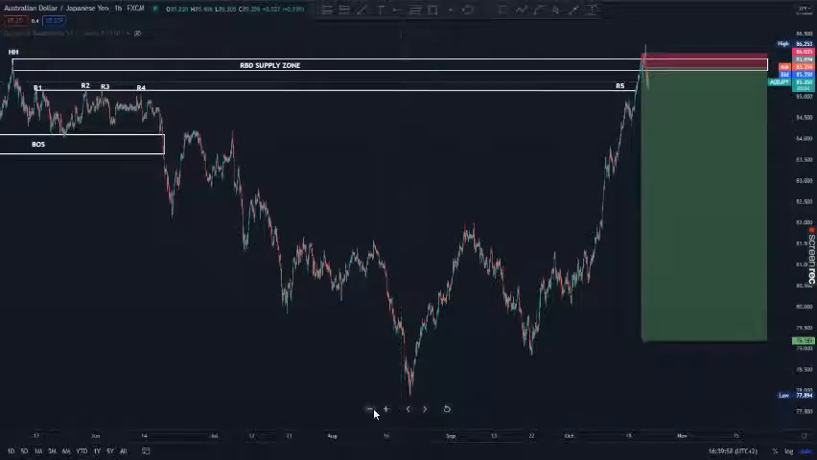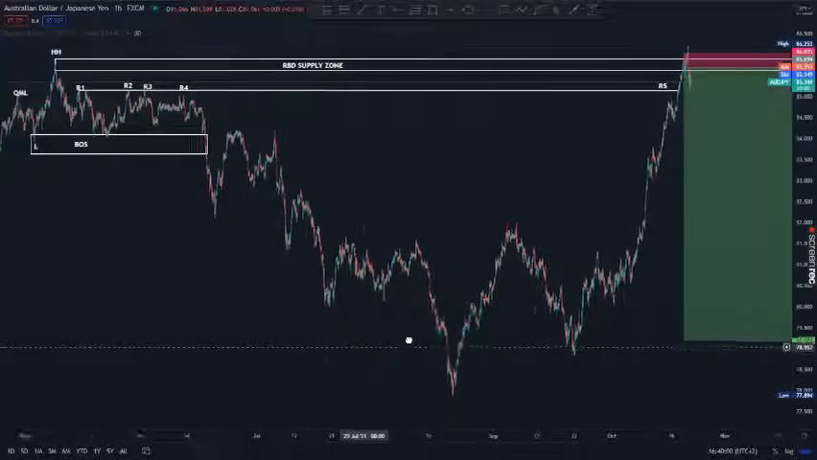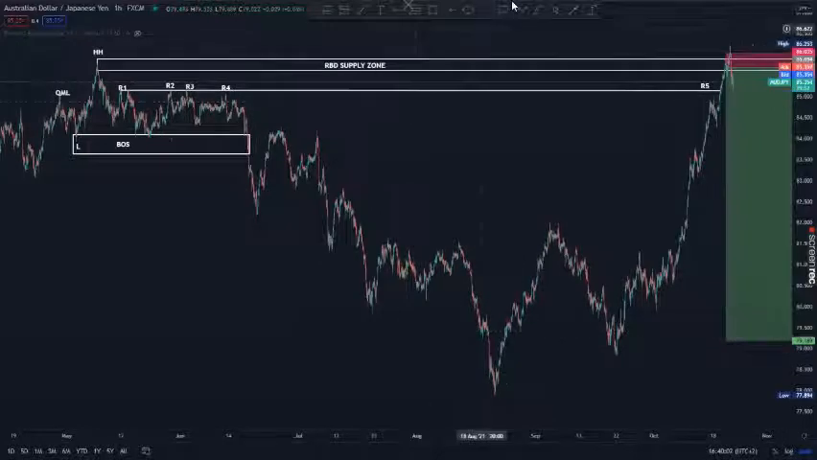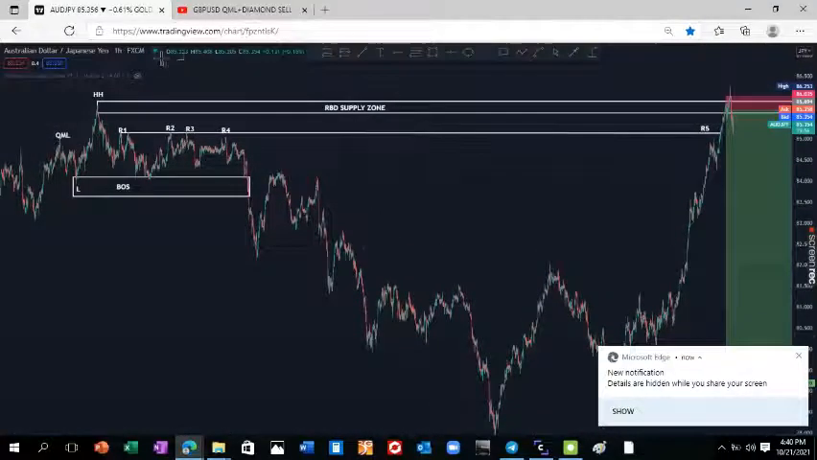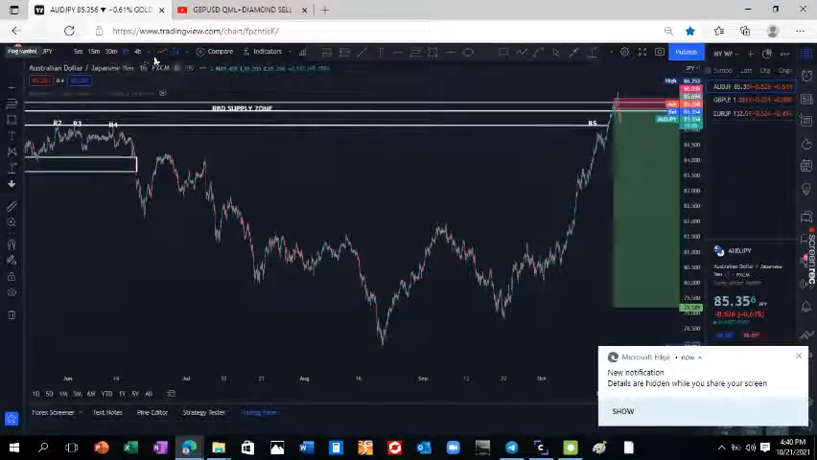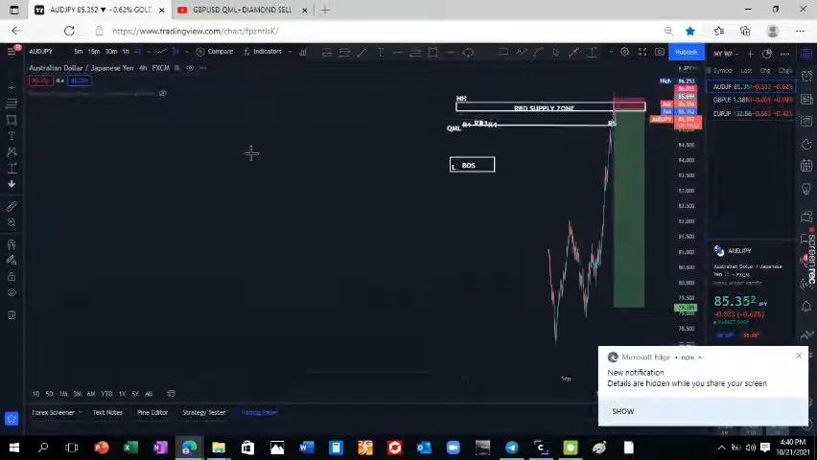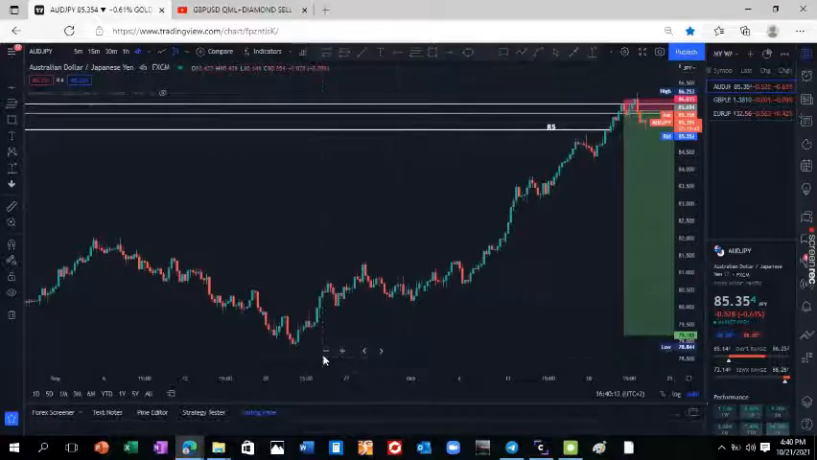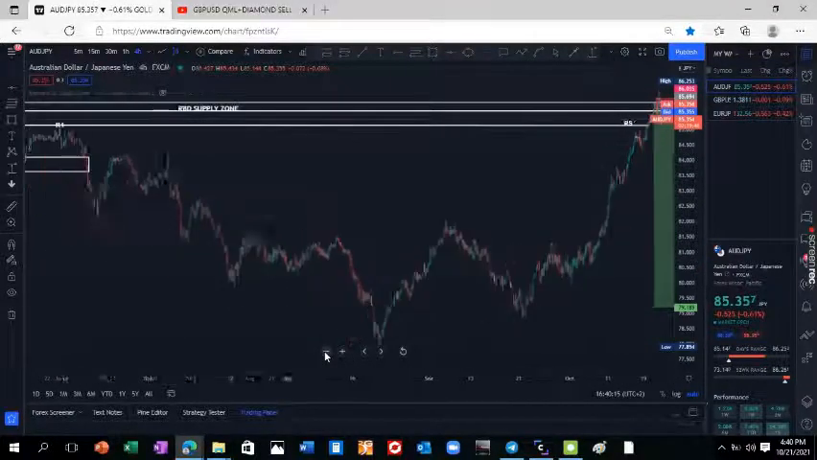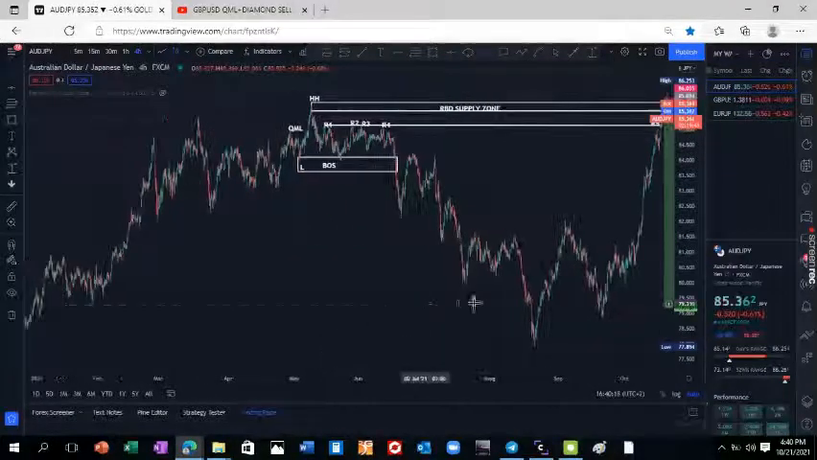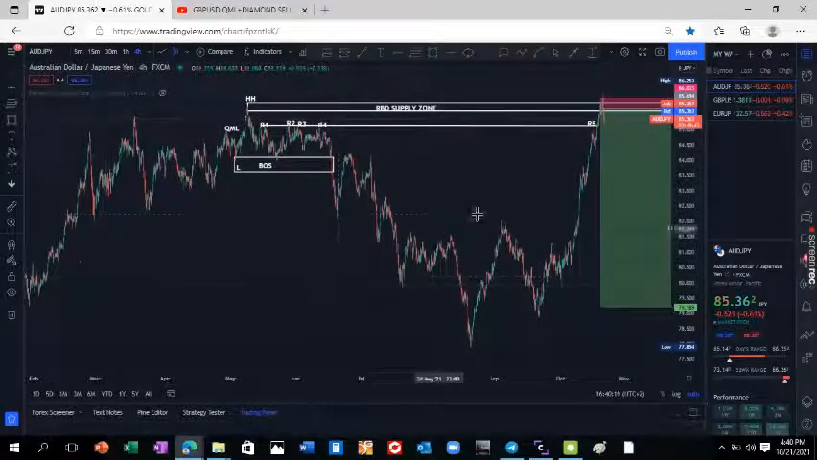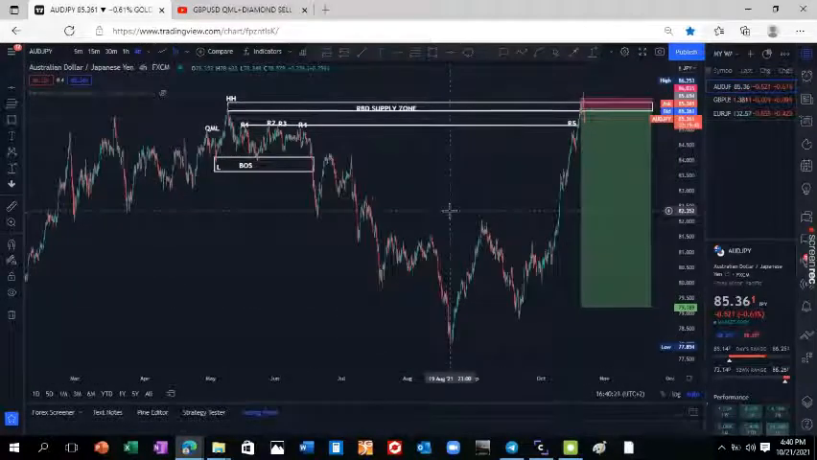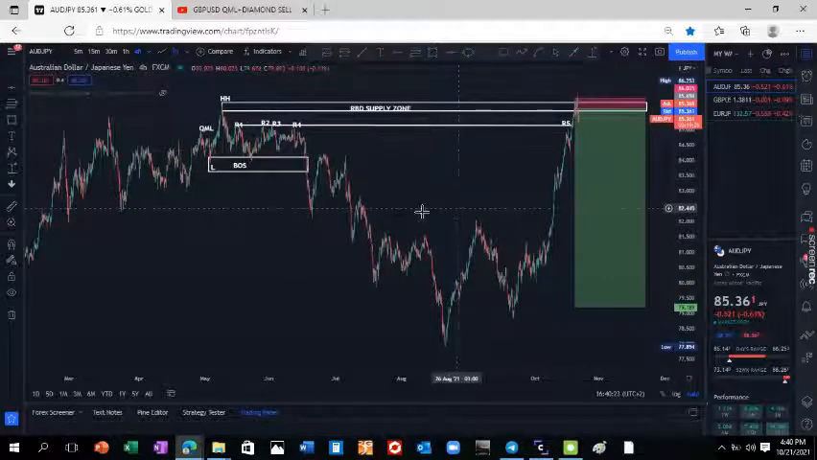So let me show you. This was my analysis. It made all my criteria for a good setup. Therefore, I took the trade, but unfortunately, it was a loss. It was a loss, but it's part of the game. As long as I'm taking care of my downside, then it's pretty well.